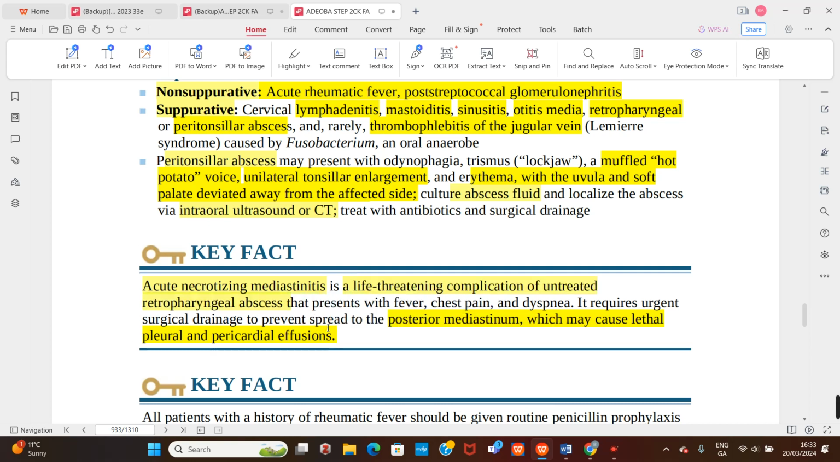You don't want it to spread to the mediastinum because you are scared of the person developing mediastinitis, pericardial and pleural effusion.